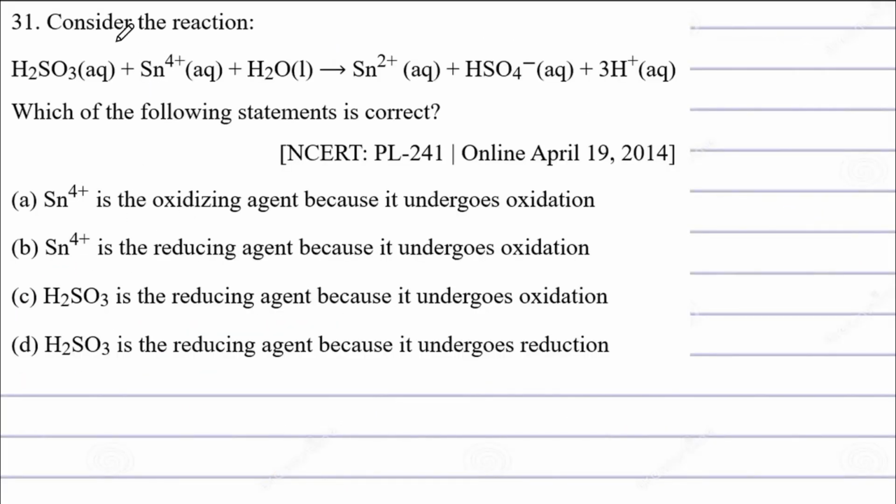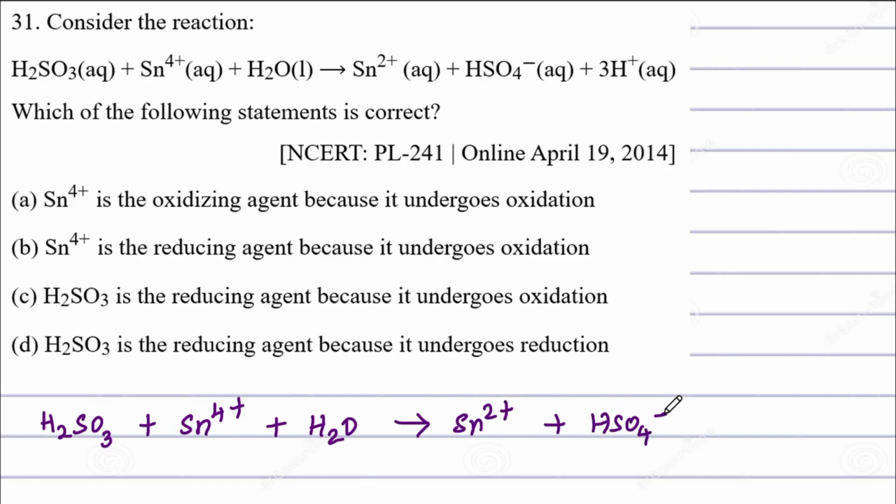The next question is, consider the reaction H2SO3 plus Sn4+ plus H2O gives Sn2+ plus HSO4 minus plus 3H plus. In this question, you have to find which ion or which compound is acting as an oxidizing agent and what process it has undergone. So you have to find that.